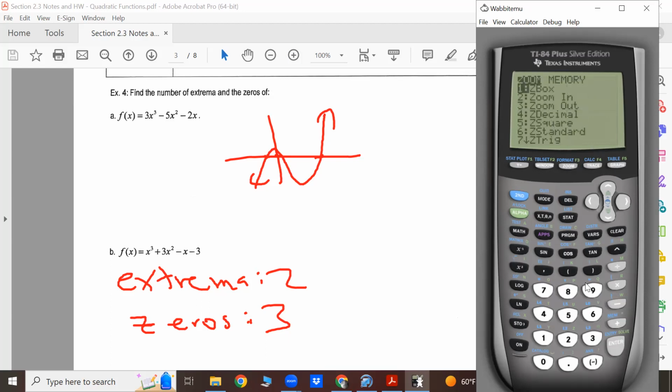Yeah, let me zoom out. There we go. So anyway, you're right, 3 x-intercepts and 2 extrema, right?